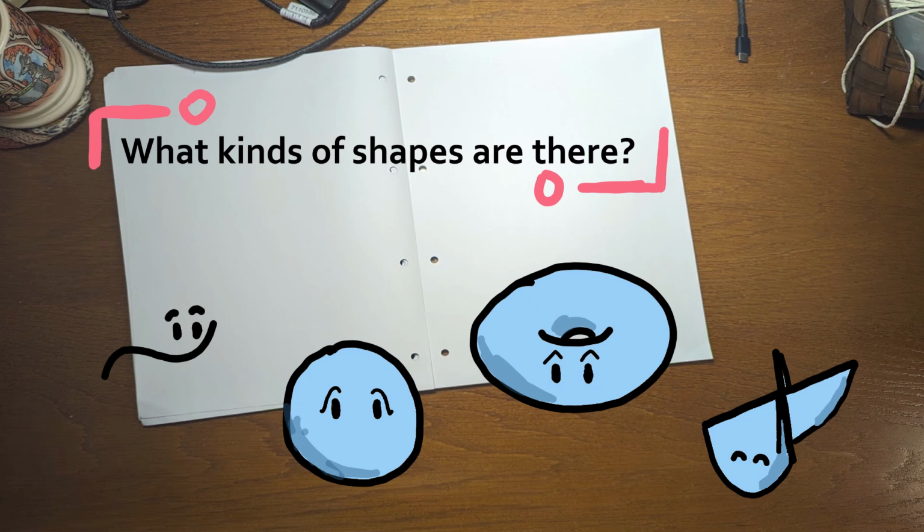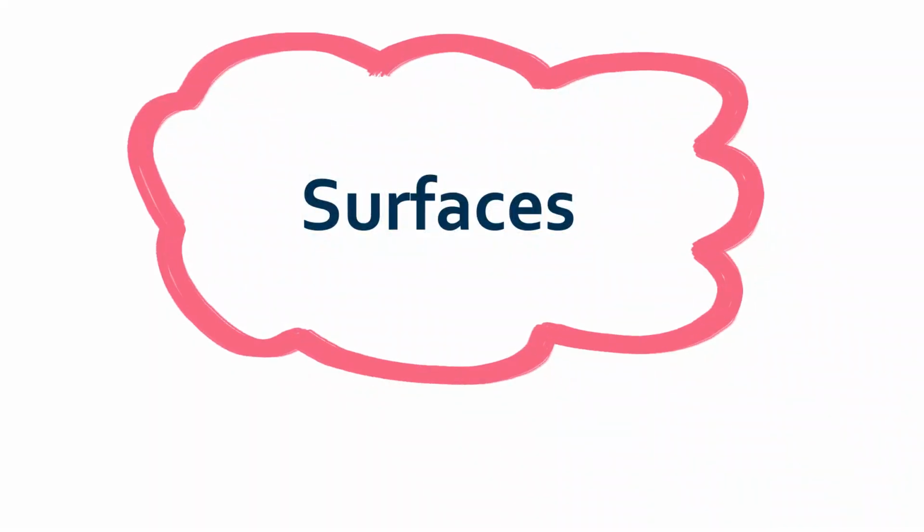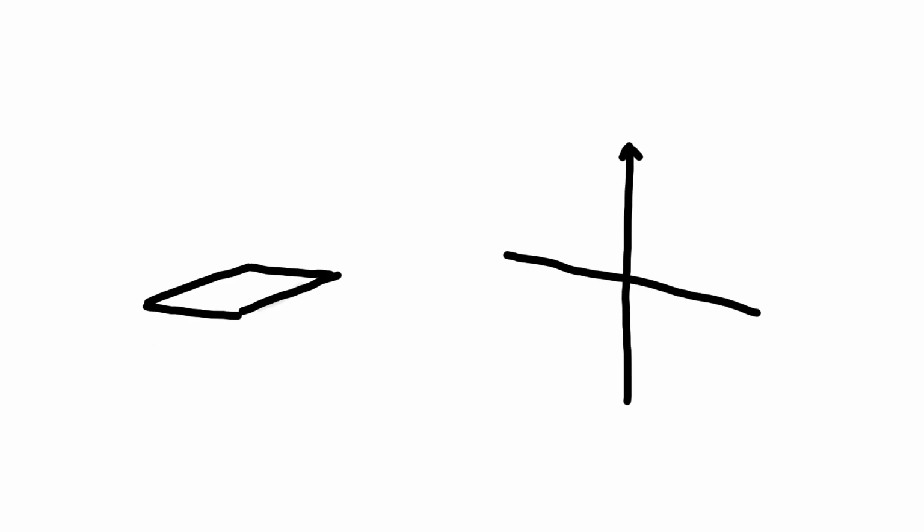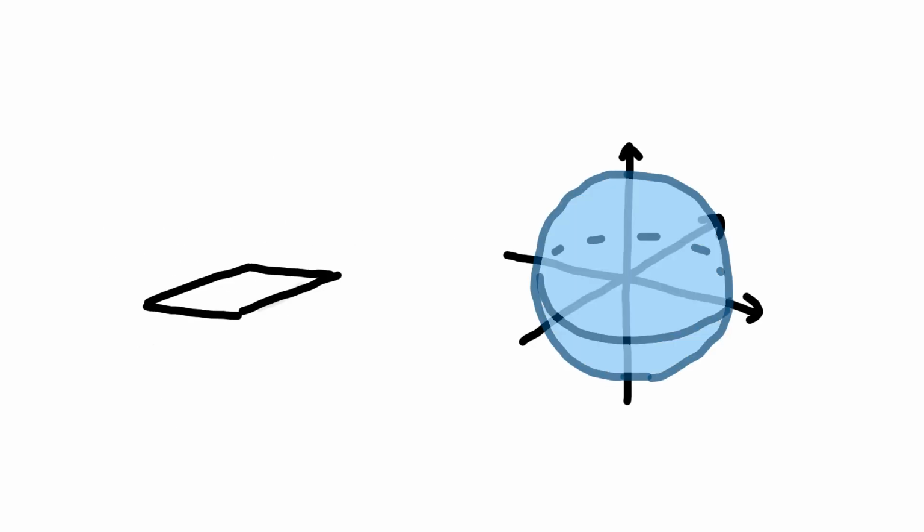One of the big questions mathematicians try to answer is, what kinds of shapes are there? For this video, we'll focus on a class of shapes called surfaces. A surface is a shape which, locally, looks two-dimensional. For example, a piece of paper is a surface. In 3D space, the set of all points distance 1 away from the origin is also a surface.